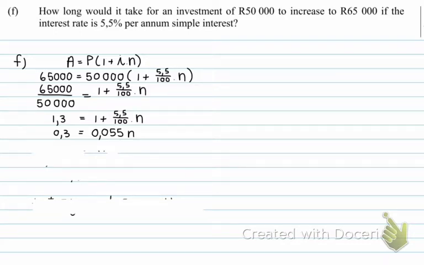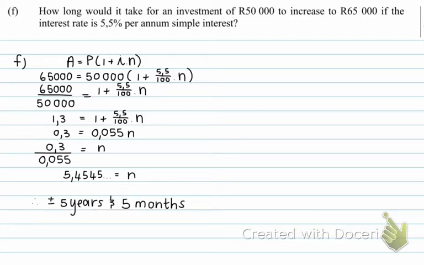And then that 5.5 over 100, I just wrote as a decimal, which is then 0.055. All right. And now to get N alone, I have to get rid of the 0.055. By doing that, I divide on the other side. And that gives me an answer of 5.454545, and it goes on like that. So then you can just say it's more or less 5 years and 5 months.